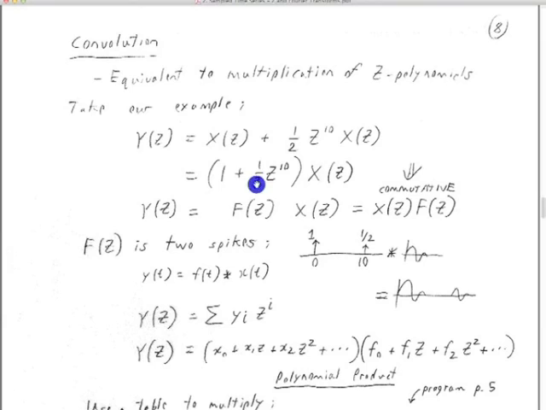And here is another z polynomial. The z polynomial is 1, the coefficient 1, times z to the 0th power, which is 1, so I'm not showing it. So at 0 time, 0 times delta t, the coefficient is 1. And then we have 1 plus 1 half z to the 10th power. So we have a coefficient of 1 half at 10 times delta t.